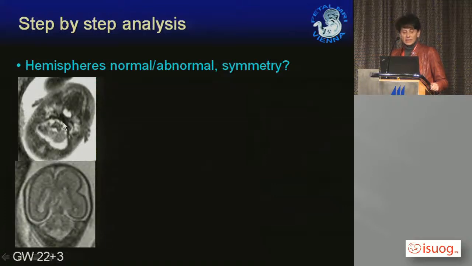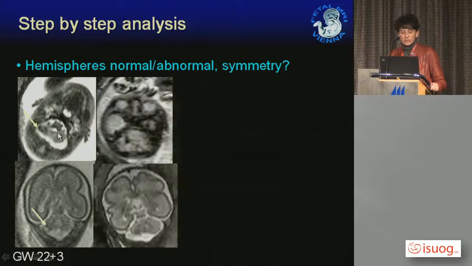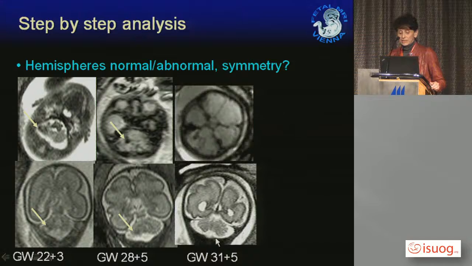And then you have situations like that. Gestation week 23, there is hemorrhage. And gestation week 28, there are still residuals of hemorrhage, but the hemisphere is still developing. And gestation week 32, you have a slightly smaller hemisphere on the right side.